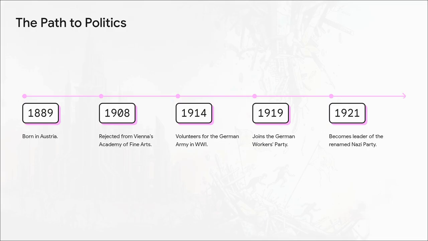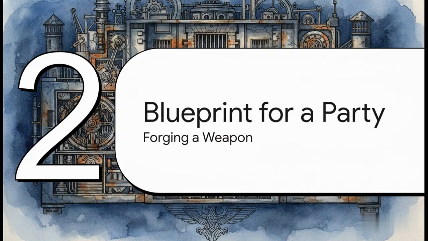He joined this tiny French political group that he would very quickly mold in his own image, becoming its undisputed leader just 2 years later. So the Nazi Party wasn't just another political movement. It was a meticulously designed weapon, specifically crafted to seize power. Let's take a closer look at its blueprint.